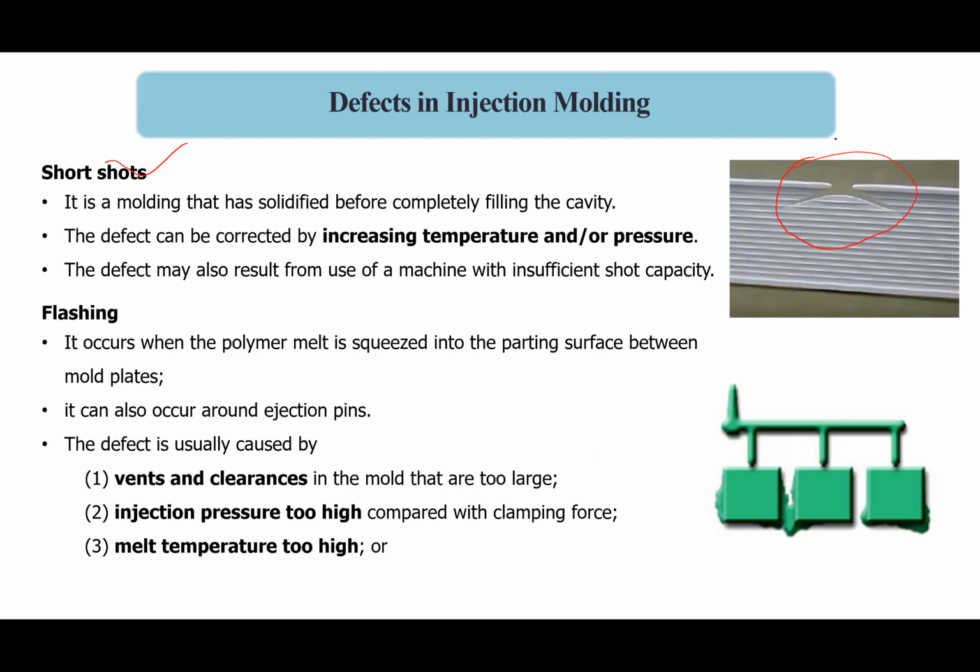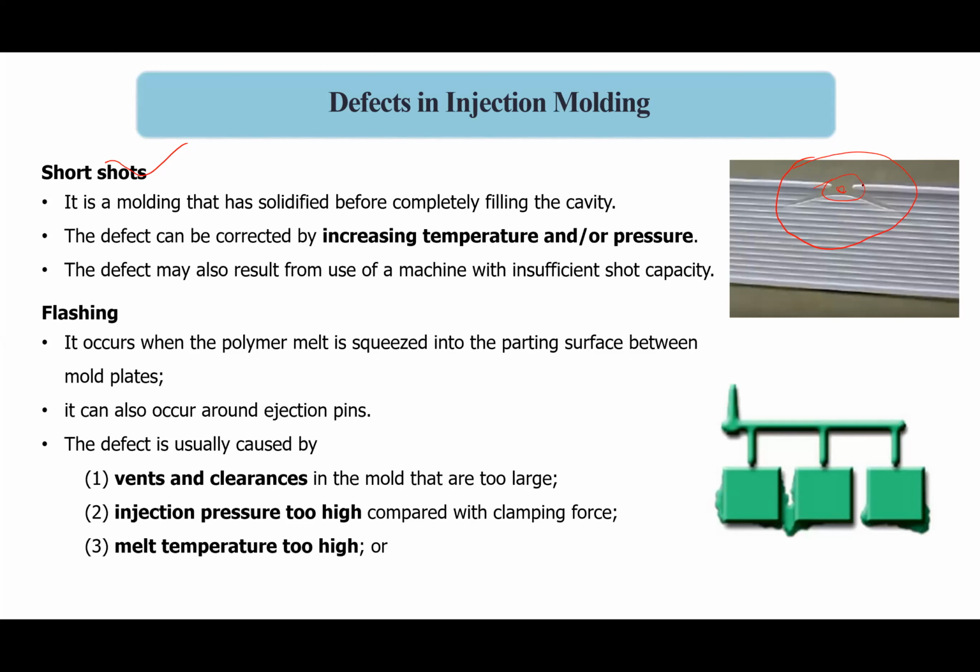The amount of material needed for the product to be made is less than the amount provided into the cavity. Then you will get something like this. There will be a shortage of material, and you'll produce the product, but there will be defects like this. There will be no material in that place. Okay.